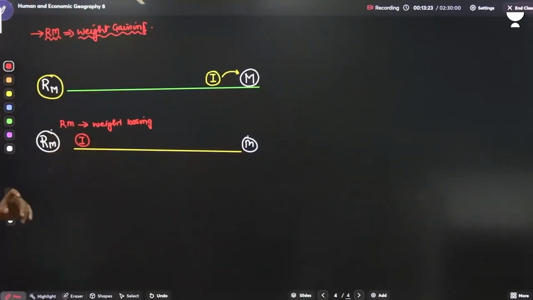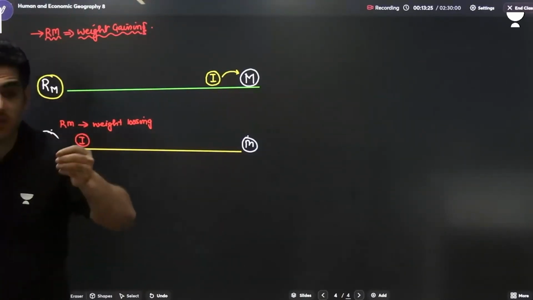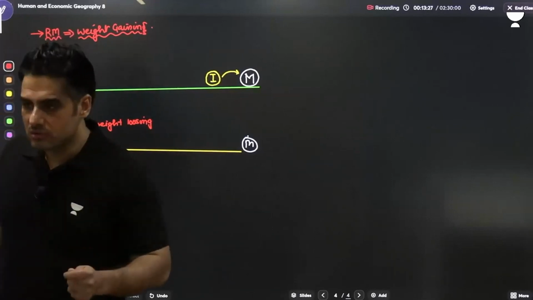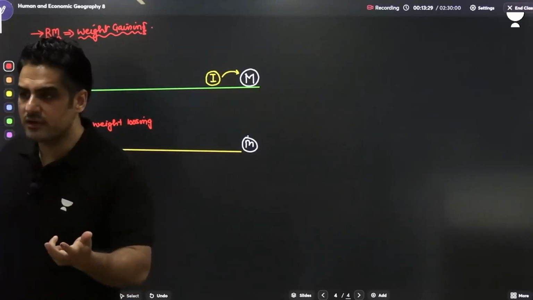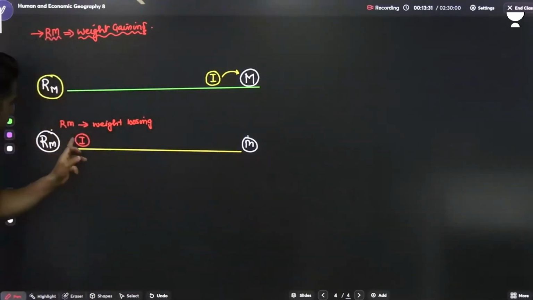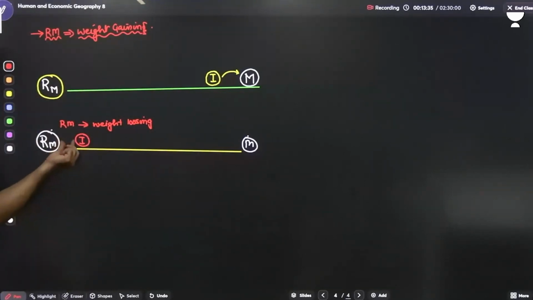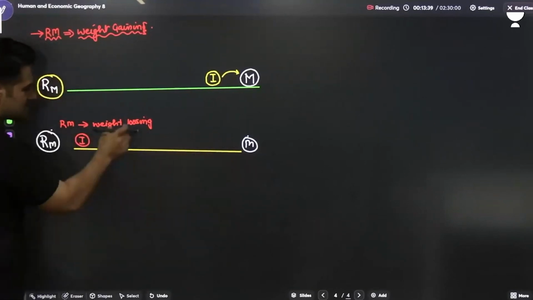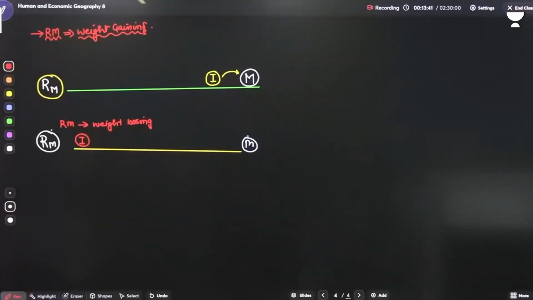You must have seen this is the reason sugar mills are located in places where sugar cane is grown, because initially what is sugar cane? Heavier. So if we establish the industry here, transportation cost and labor cost will be less. After that, if we transport it to the market, as the material is lighter, having reduced its weight, transportation and labor cost will be less.